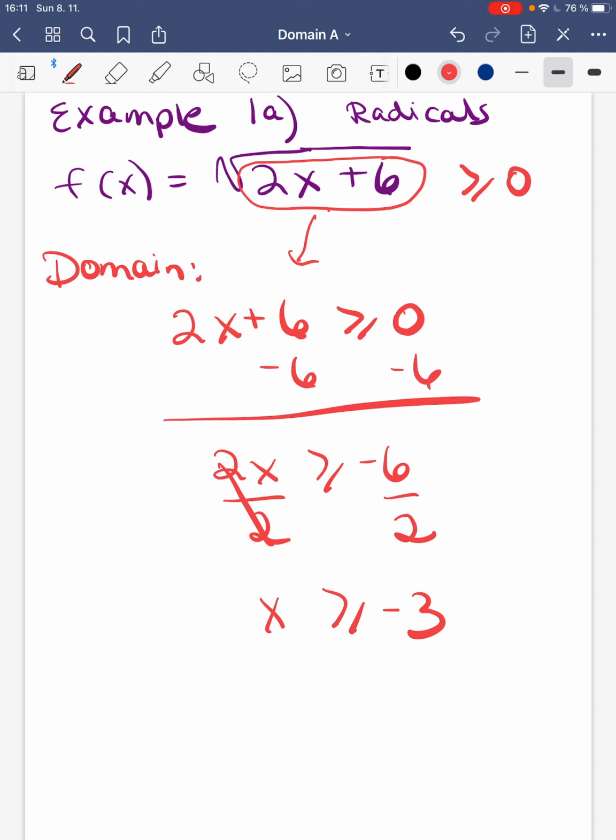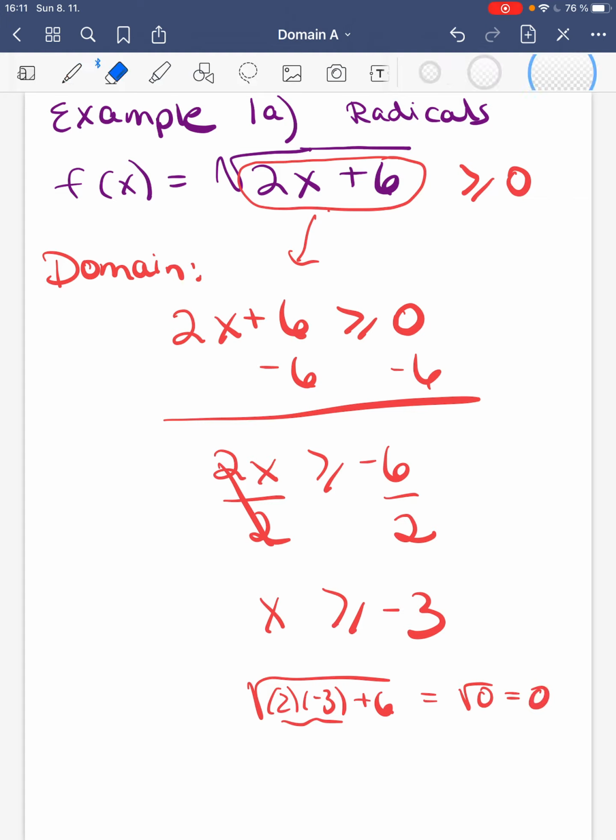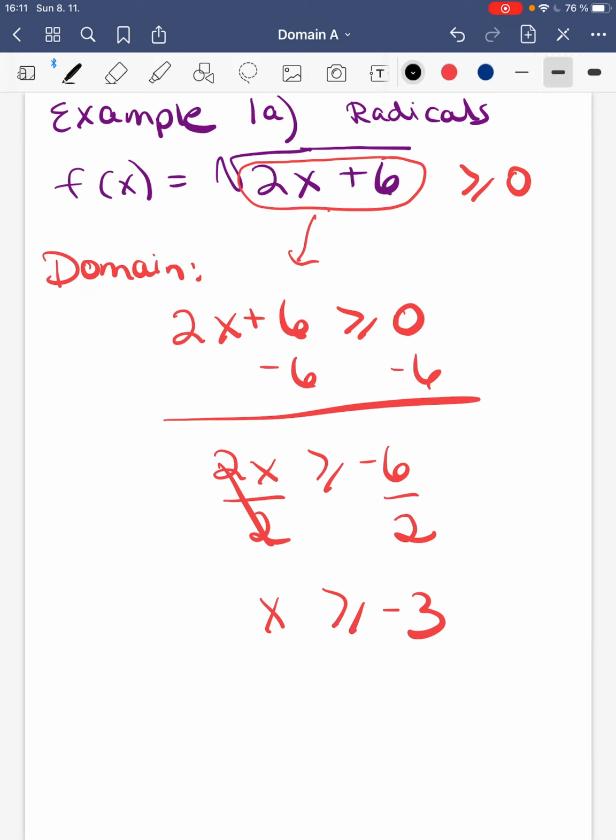And you can just check that. So what happens if you put in -3? Well, 2 times -3 plus 6. This would be -6 plus 6 equals the square root of 0. Perfect. So you can either write it, you can leave it like this, or if you want to write it in interval notation.